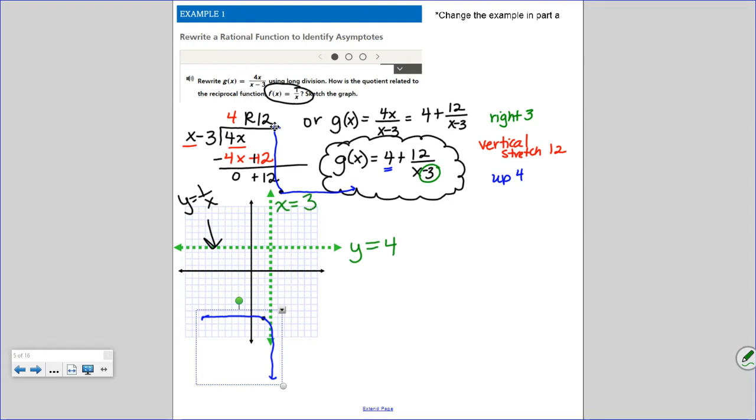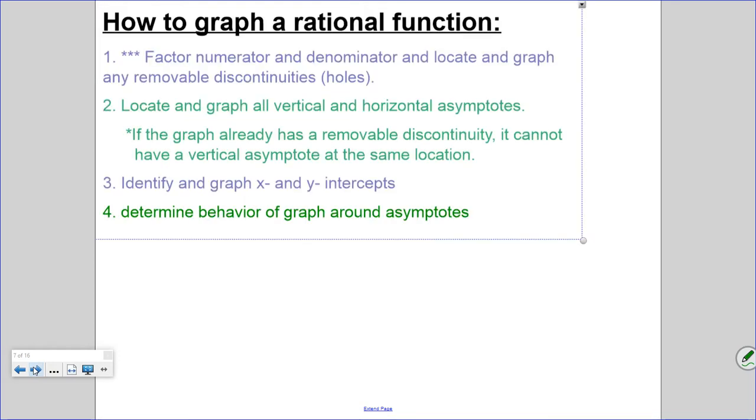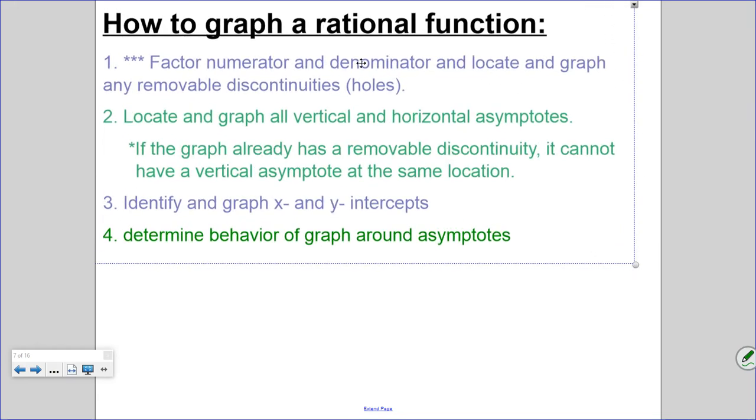Now, if you can use long division to rewrite, that's one option. It's not always going to be easy to do that. So here's another approach to graphing rational functions. We've got all these steps.